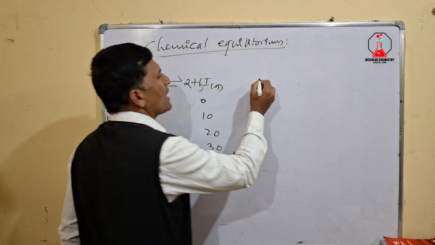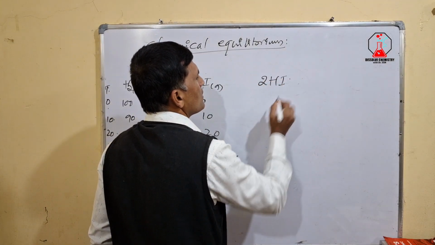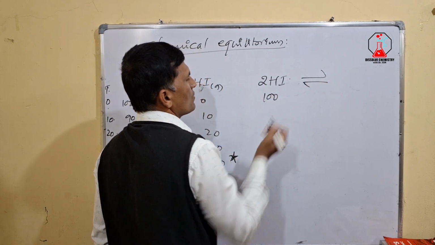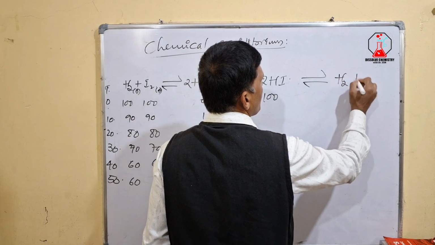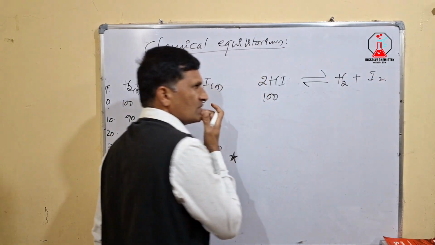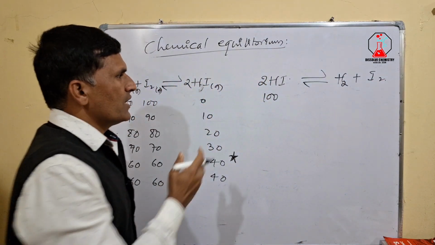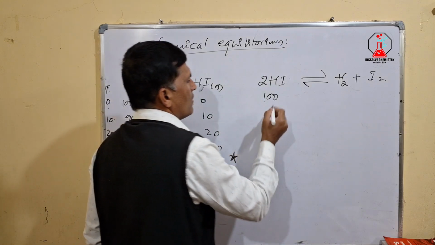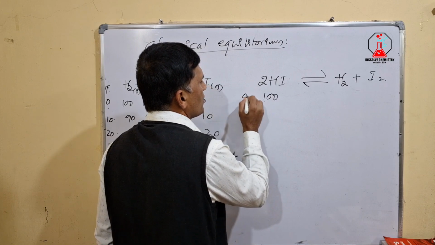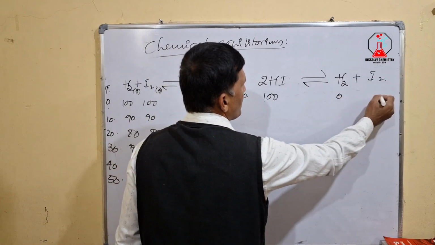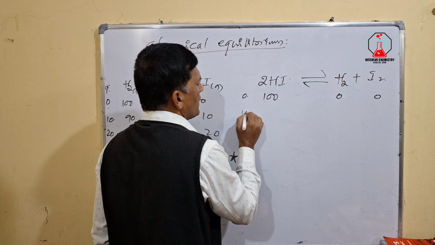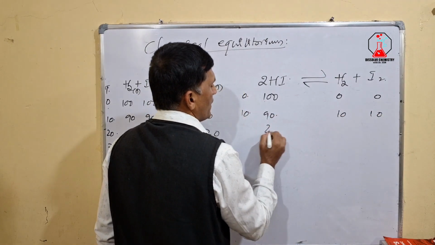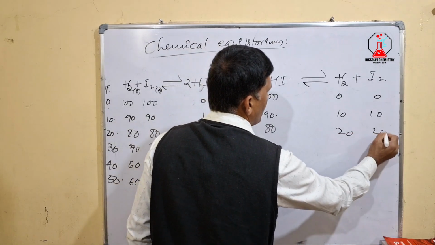Similarly, what we will do, we will start with 2HI. Suppose I am starting this reaction with 100 molecules of HI to give H2 plus I2, right? So we have started this reaction with 100 molecules, and then say for example, at 0 seconds you will be finding 0, 0. Then at 10 seconds, 90, then it turns out to be 10, 10. Okay, 80, 20, 20 you take.